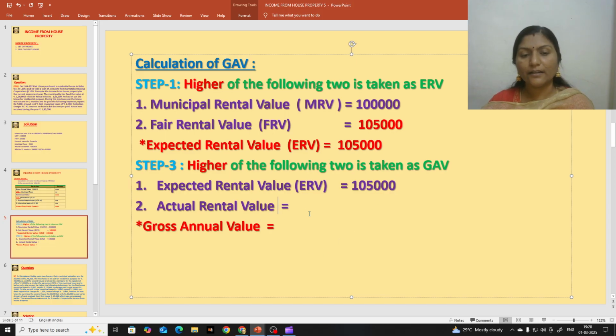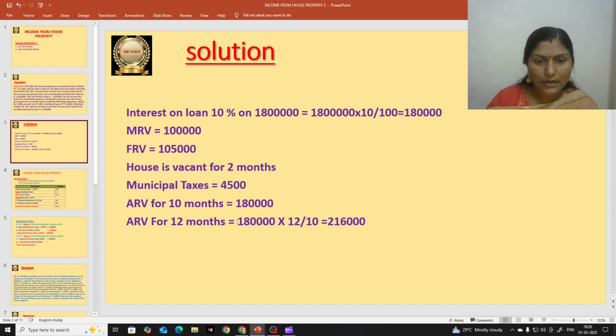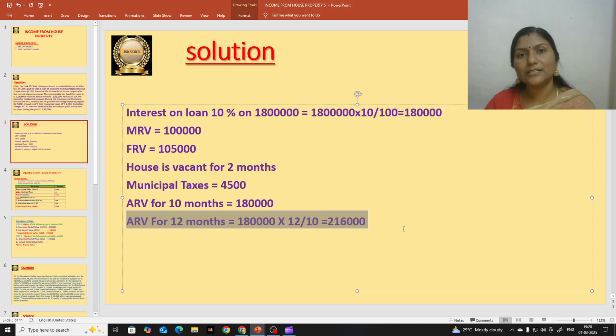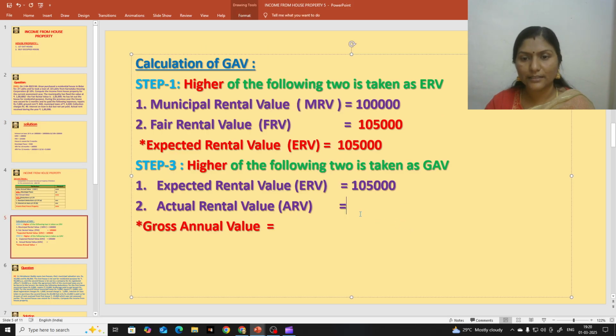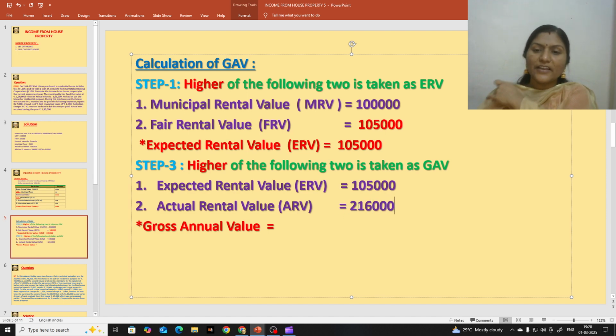And actual rental value. Actual rental value means what? ARV. So ARV we should take it for the full 1 year. Okay, so what is that? ARV for 12 months, 2,16,000. Let us take it 2,16,000 here. Okay, so we have taken expected rental value and actual rental value for 12 months.